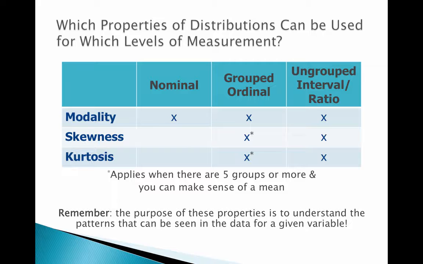But remember, modality, skewness, and kurtosis are really just properties helping us understand the patterns that we can see in the data for a given variable. Your textbook actually goes into much more detail in terms of calculations of skewness and kurtosis. For the purposes of my class, you don't actually have to learn how to calculate skewness and kurtosis. We're going to use SPSS to give us the statistics, and we can interpret them. And we'll also learn a different way that we can figure out skewness and kurtosis without actually having the numbers, but really looking at the shape. So let's move on and talk about these in more detail.